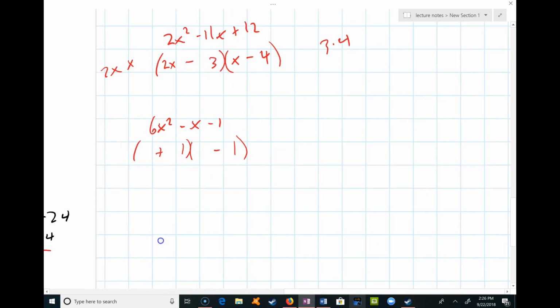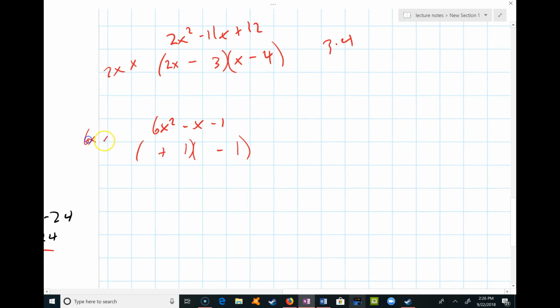And notice that there's a 1 here, so that means my only option here is 1 and 1. So the options on this side would be 6x and x, and 3x and 2x. And because the signs are different, I'm looking for a difference of 1. Well, it looks like that's right there is what I want, because I'm not going to get a difference of 1 from 6 and 1 by multiplying by 1.